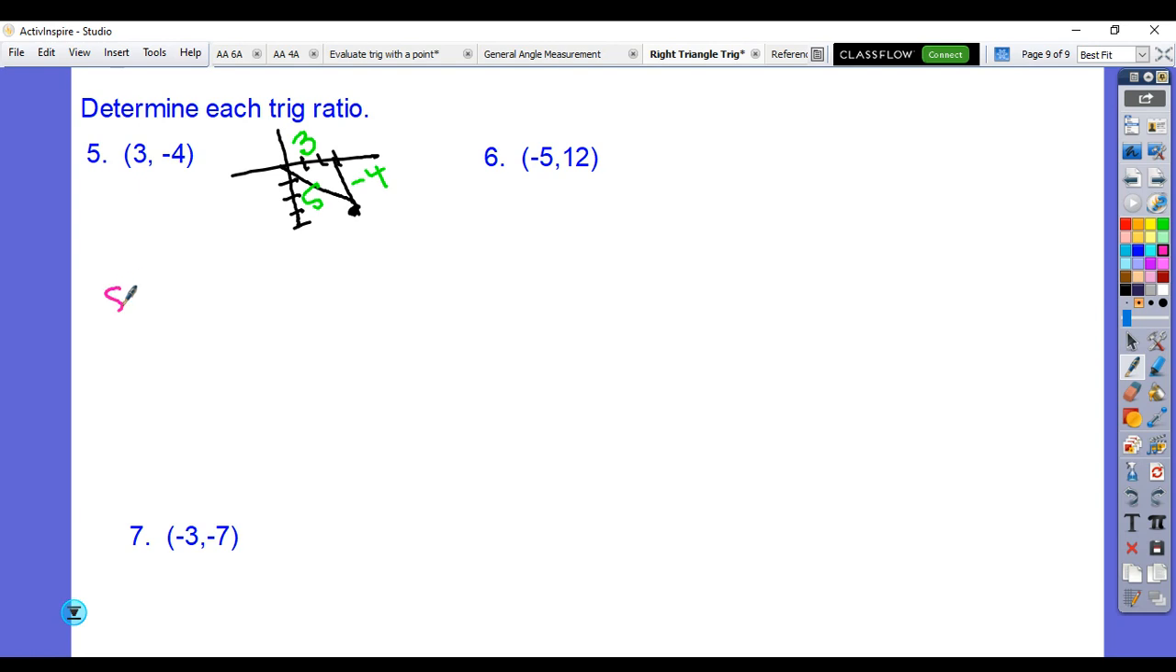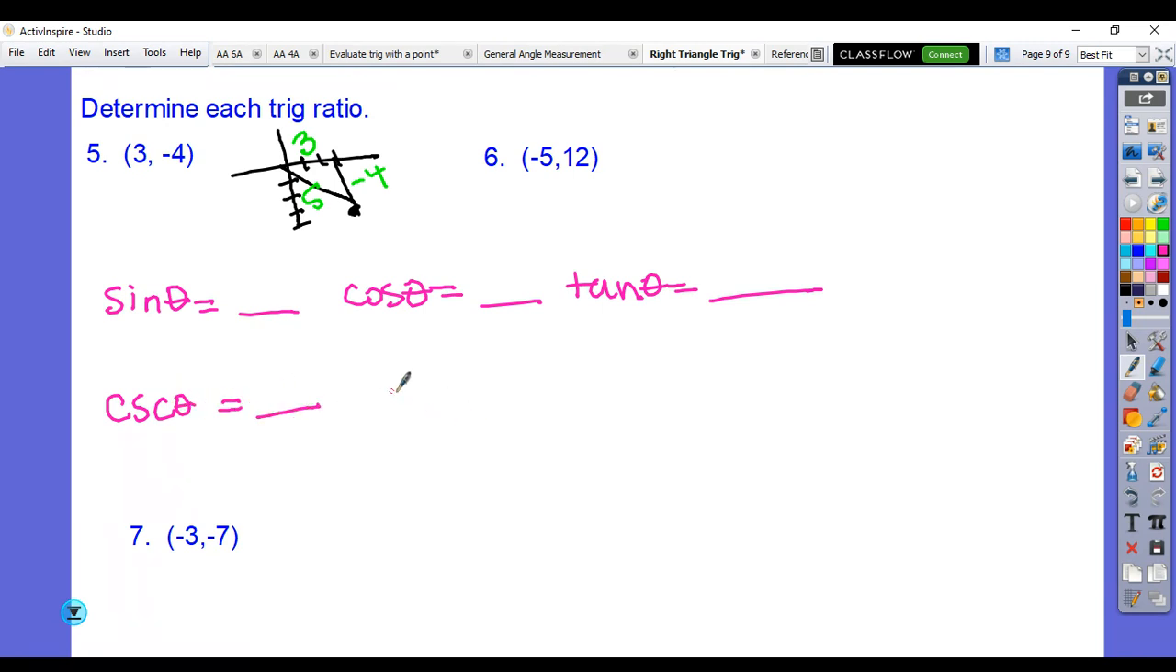Now, if you don't have an angle, what is typically used is theta, just a circle with a line through it. Sine theta equals, cosine theta equals, tangent theta equals. When it comes to trig, we always use Greek letters. Then I do my reciprocals, cosecant theta, secant theta, cotangent theta. Writing these out are the most annoying part because the answers are kind of easy.